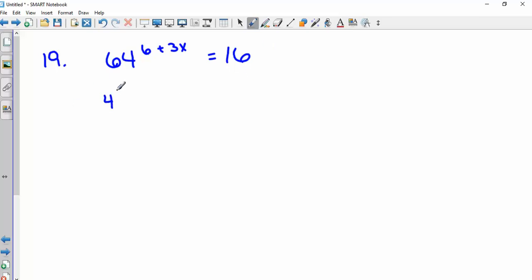64 is 4 to the 3rd. And 16 is 4 to the 2nd. If you went down to a 2, you would have 2 to the 6th.